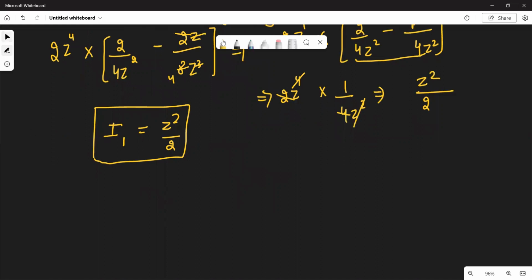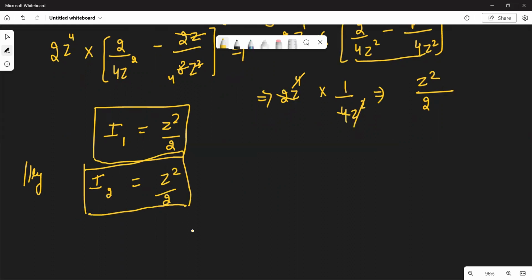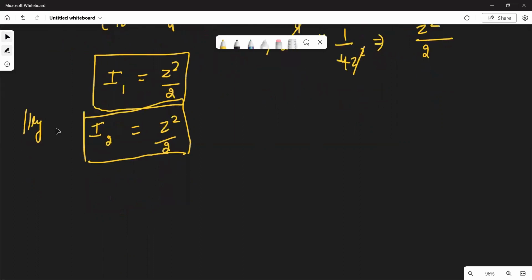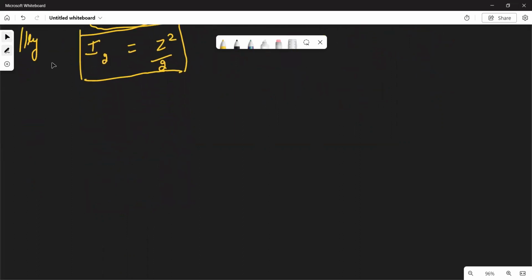So similarly, I2 equals z square by 2. No need to solve it, because by using the same procedure, you will get the z square by 2 result. Now we will solve the third integral. The result of third and fourth will be the same. So we'll solve the third integral.